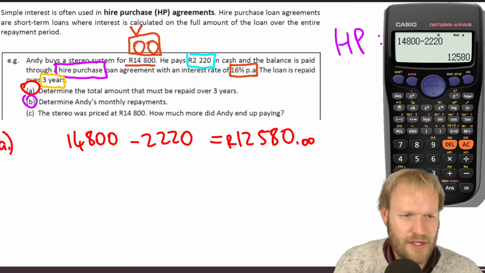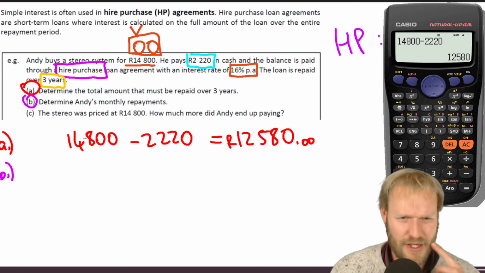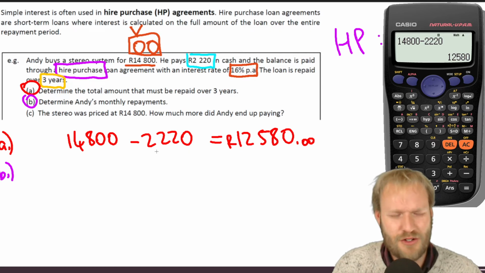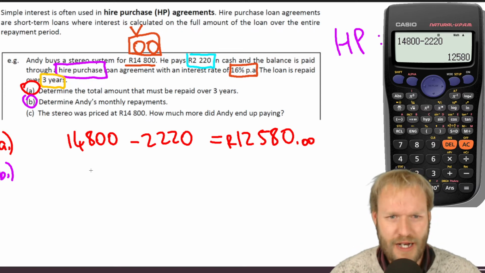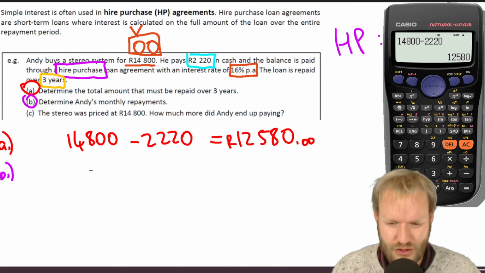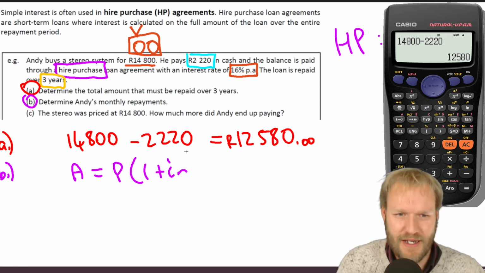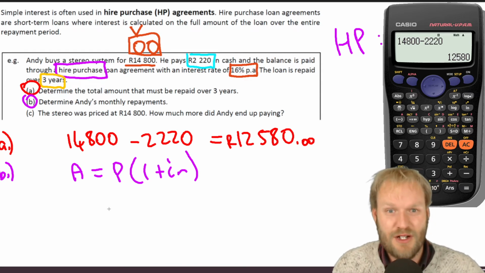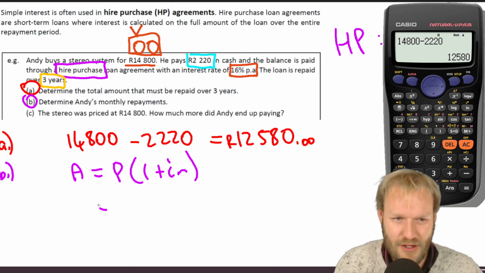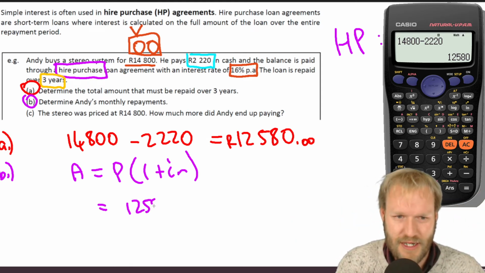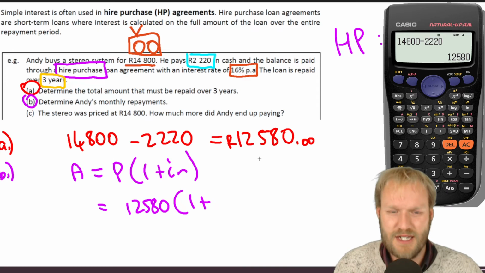Part B. In B, we asked, what are the monthly repayments? So we're going to need a little bit of work here. So I'm going to work you through this one a bit because you've got another one that you can practice for this. So we need to work out, first of all, how much Andy needs to pay, including all of the interest. So for that, we've got our formula, A equals P(1 plus in). Okay, so we're going to see how much this 12,580 grows to. How much is going to be paid back altogether? So we've got our principal amount, and he's borrowing 12,580 Rand. And the interest rate was 16%.